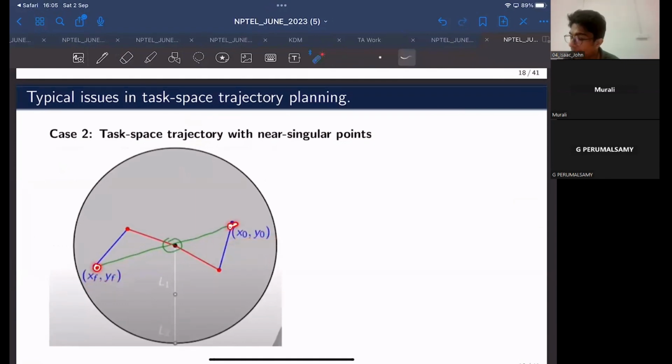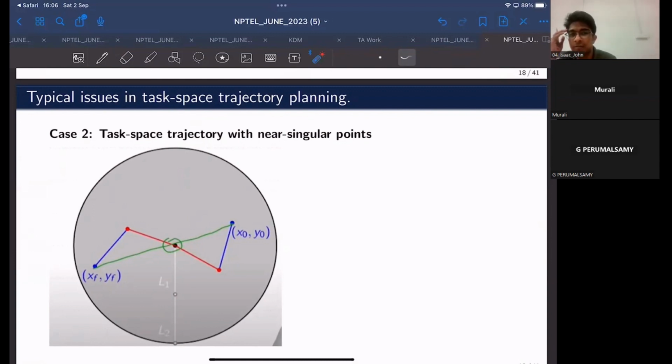And if you are again using a straight line interpolation between this initial position and the final position, notice that it will also take you through the singular configuration. Singular configuration means when both of the joints align, right? When the second joint fully folds back on the first joint, that basically is a singular configuration of the robotic manipulator.